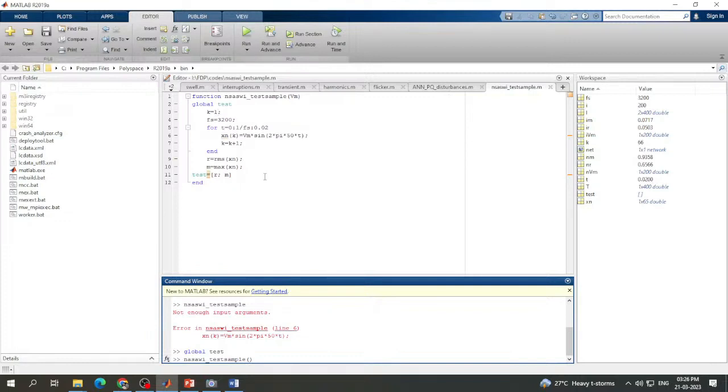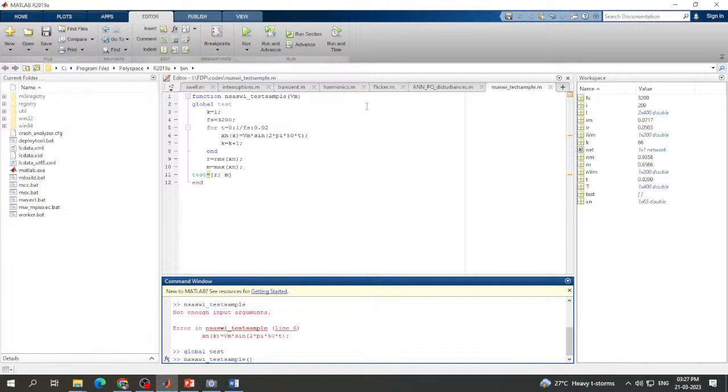So firstly I have to take some random sample to check whether it is correct or not. So two things I have done here. First is global test. What is global test? Actually in MATLAB, if you are using any variable everywhere, not in one program but in all other programs also, you have to define that variable. So here that variable is test and it is globally defined. So now I can use this test variable anywhere in any code.